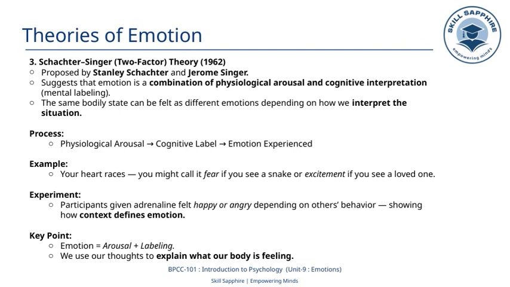For example, if you see a snake and your heart races, you might label that as fear. But if you see someone you love and your heart races, you might interpret that as excitement. The process involves 3 steps. First, physiological arousal happens. Then, we give that arousal a cognitive label, meaning we interpret what it is. Finally, we experience the emotion based on that label.